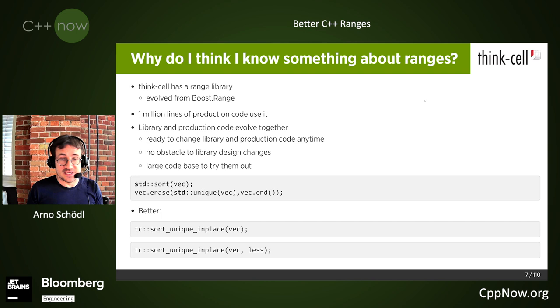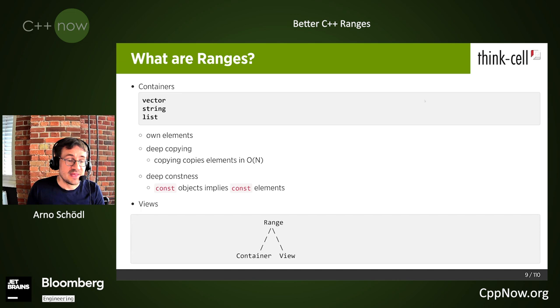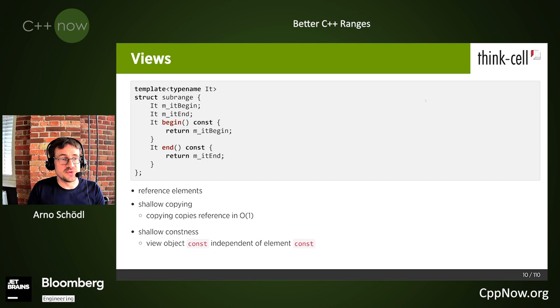All right. So what are ranges? Ranges can be containers, like we've seen in the example, the vector, string, list. They own their elements, and whenever you copy them, you copy the elements with them. So you have deep copying. You also have deep constness, so that if the container is const, you can't mutate any of the elements. Now, there are also views, and together with containers, they make up ranges. So what are views? Views, and this is the quintessential view that I have here, the subrange. The view is essentially what we know in pre-range programming as a pair of iterators. The pair of iterators references the elements.